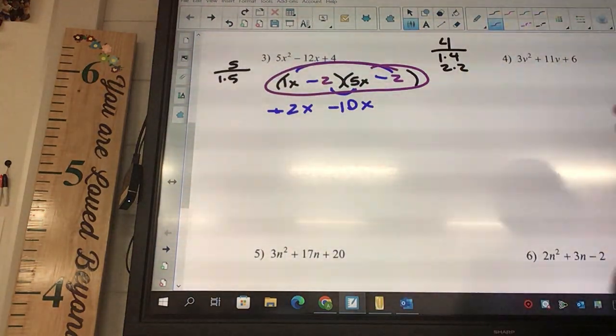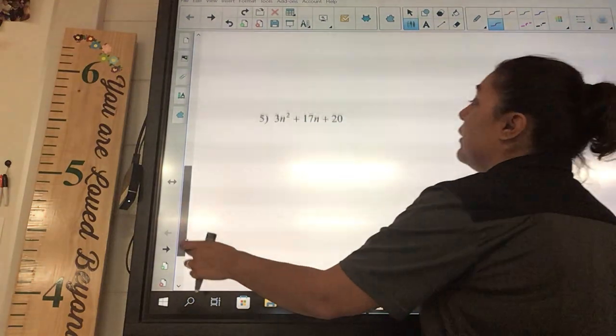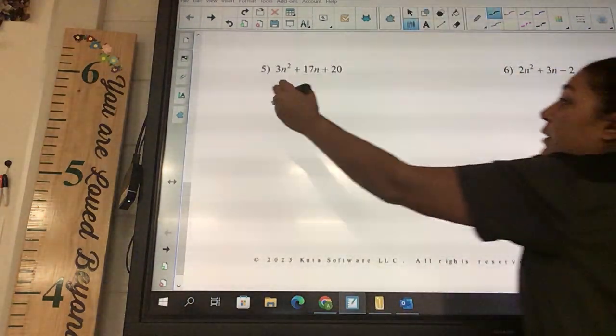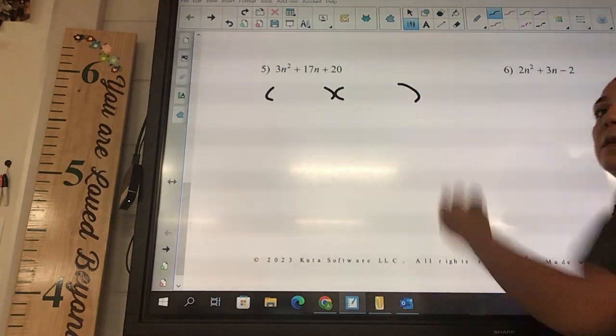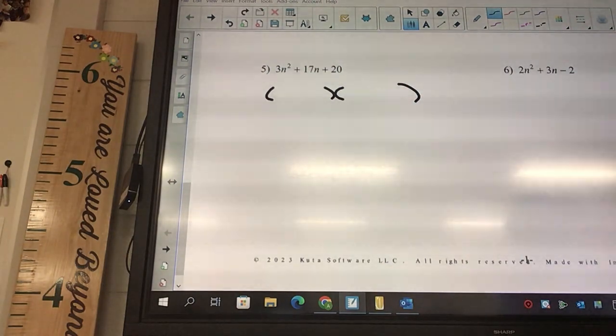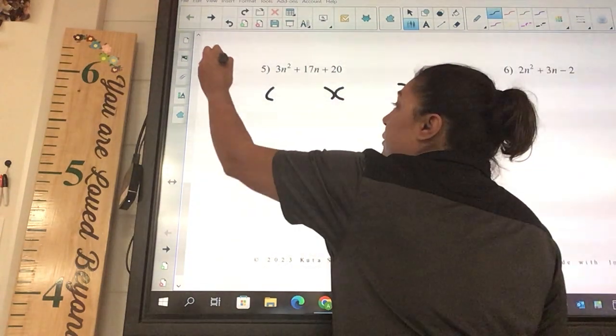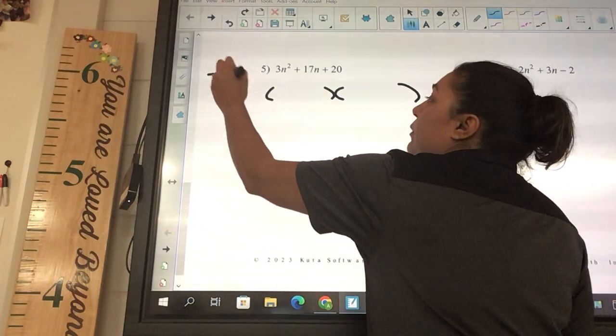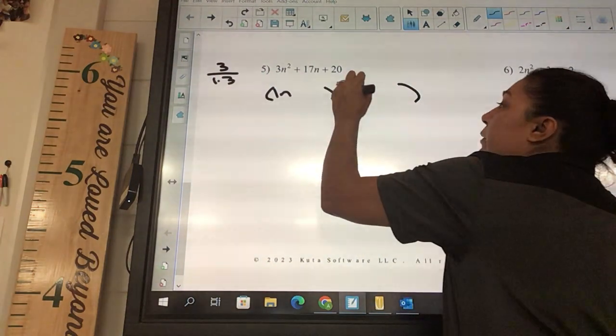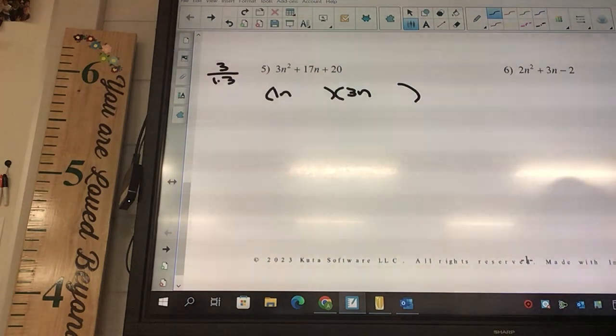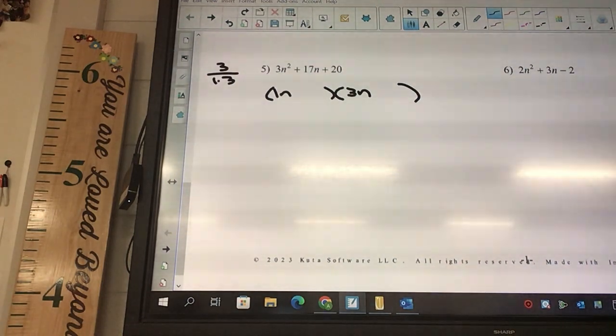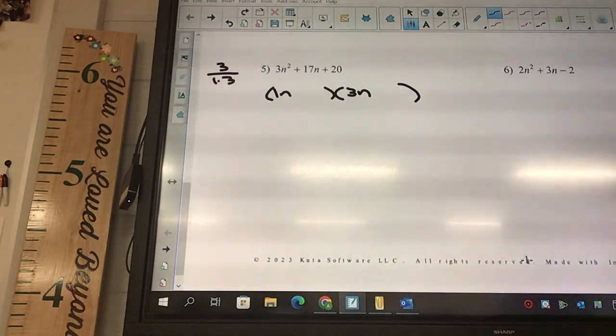Okay, look at number 5. What's our very first thing we need to do? Draw the parentheses. Good. We're going to make a list of what number? 3. What's some factors of 3? 1 and 3. So we're going to say 1n, 3n. And we're going to make a list of what? 20.